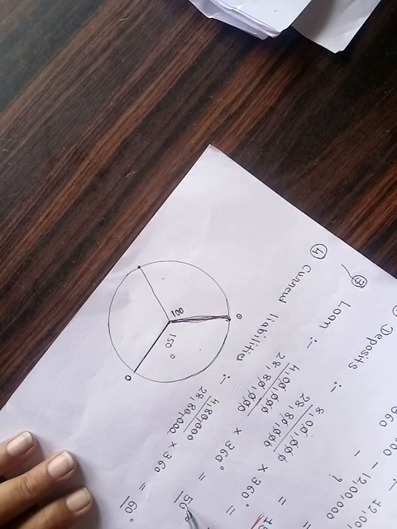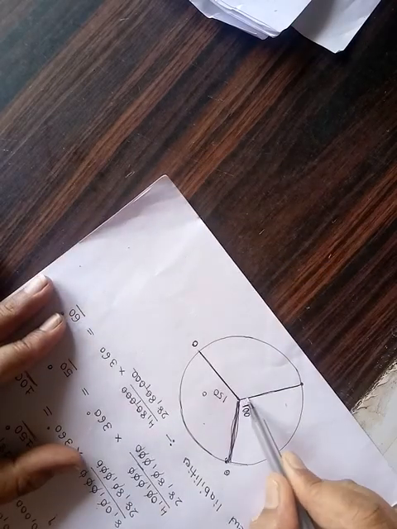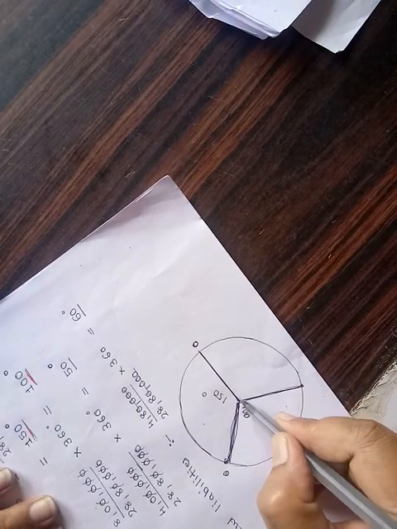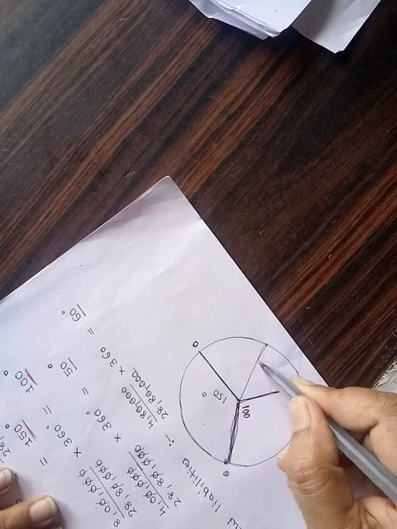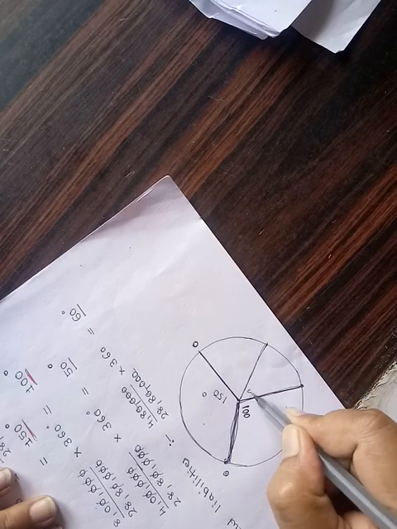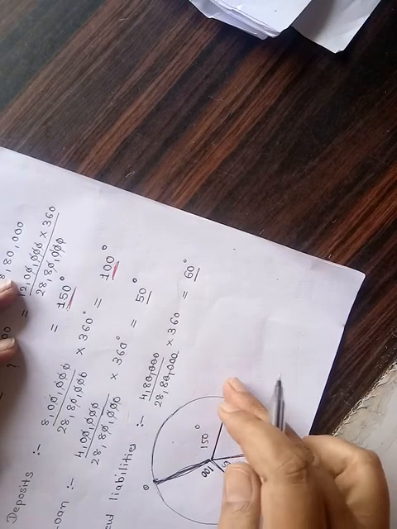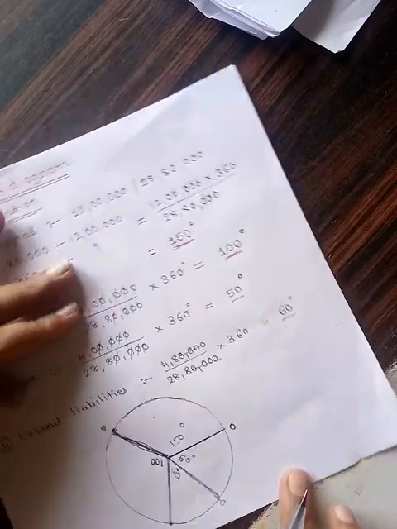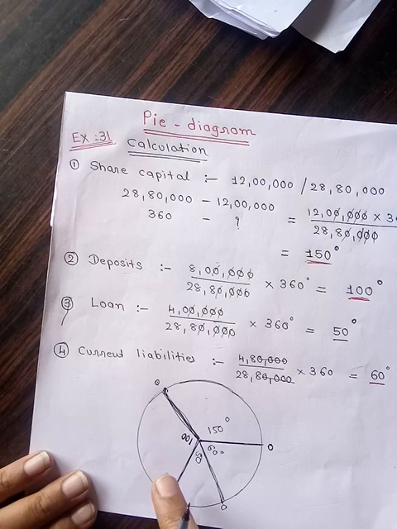Now after 100 you have to draw 50 degrees. So again keep your 0 here. Now how much to draw? 50 degrees. So suppose it comes roughly here. So this is 50 degrees. And again if you keep your 0 here, automatically this is the last one, so obviously this will be 60 degrees. Now if you see, the total of all these angles is 360.